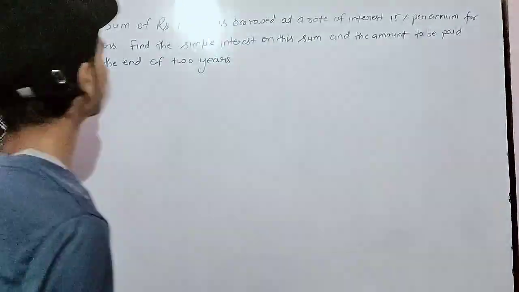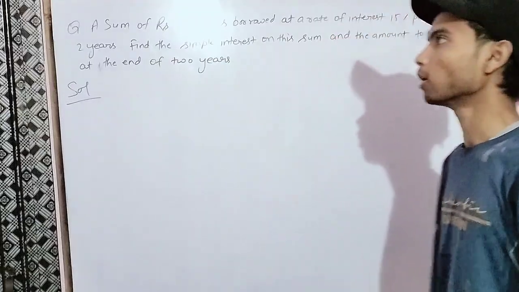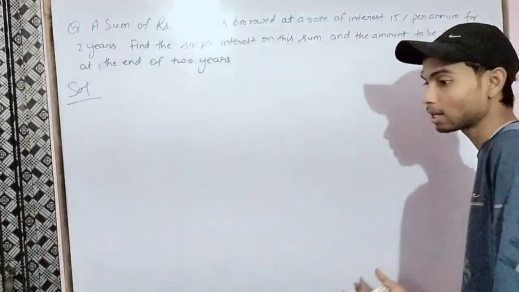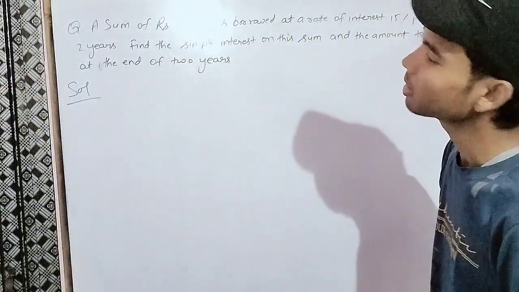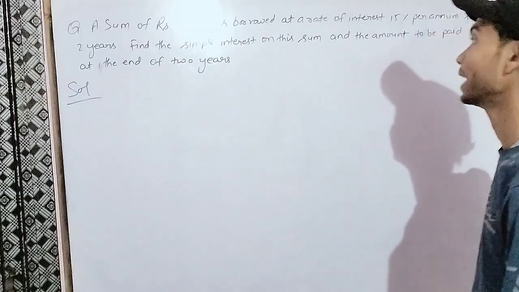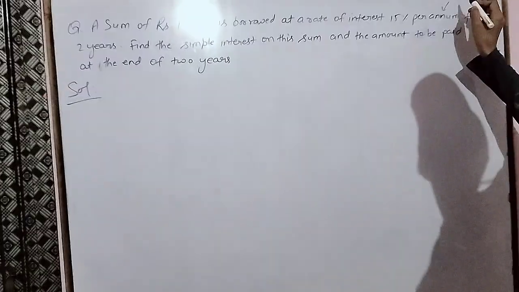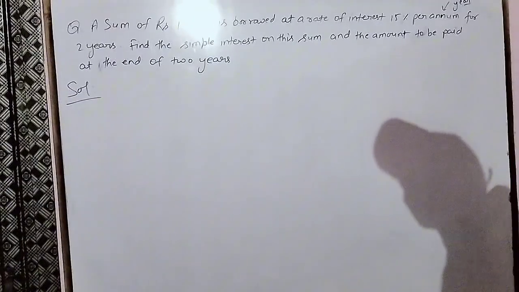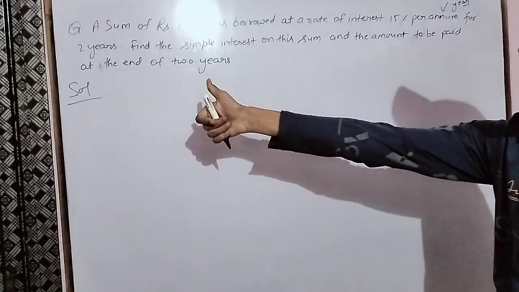This is the question. A sum of rupees, a principal. Now I am saying principal. What is the meaning of principal? Borrowed money. This is money borrowed by someone. A sum of rupees 10,000 is borrowed at a rate of interest of 50% per annum. Per annum means per year. It is borrowed at a rate of interest of 50% per year, for 2 years.